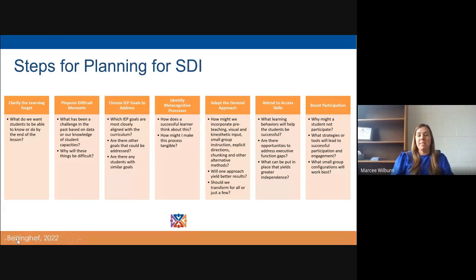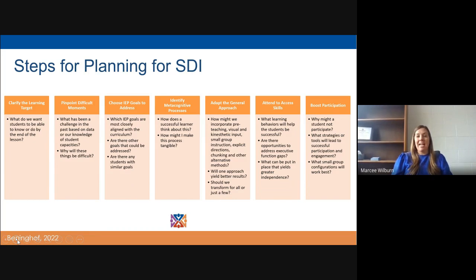Think about adapting the general approach. So what's the general education teacher doing? And how can I change it up a little bit so that our students can be more successful? Adding in some of those instructional strategies. And there's some examples on the slide. Which approach is going to give us the best outcomes? Again, we only have so much time. So how are we using our time wisely for students? And again, is it going to help some or is it going to help everybody? And how can we apply it to the whole group if this is something that could help everybody?